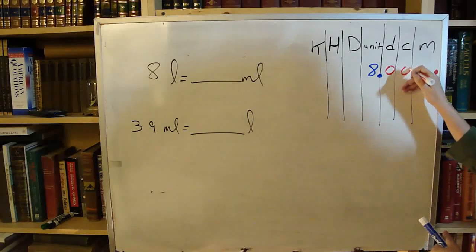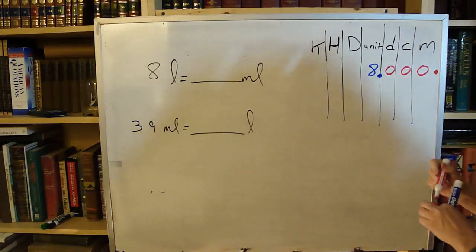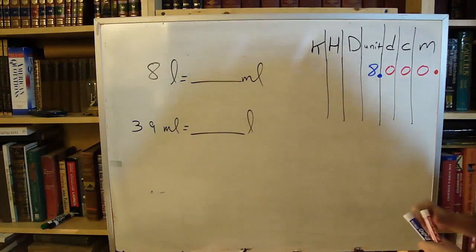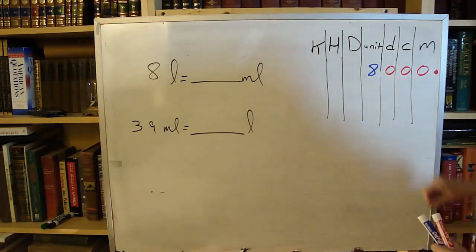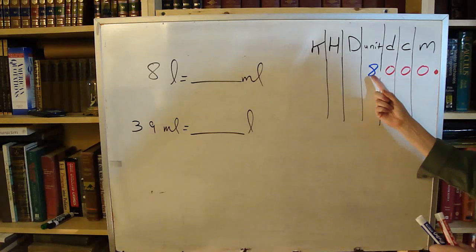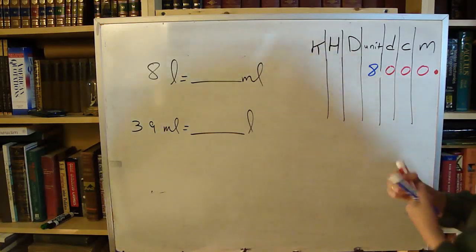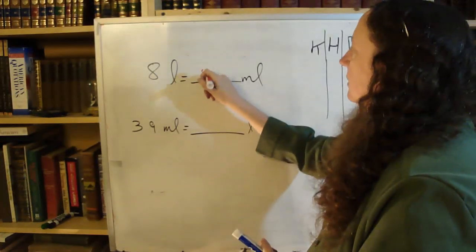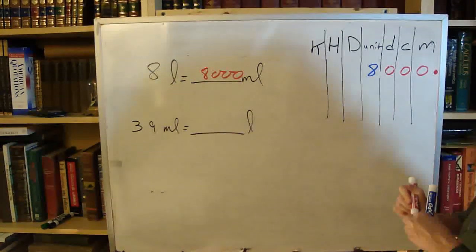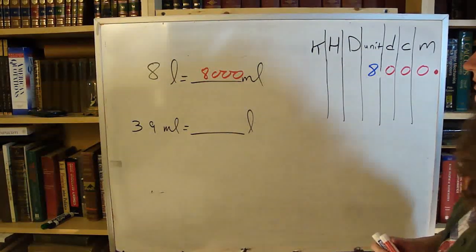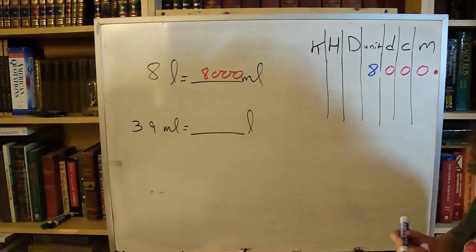Fill in any zeros I need to hold that decimal in place. Get rid of my old decimal. I now have my answer. Eight liters is the same as 8,000 milliliters.